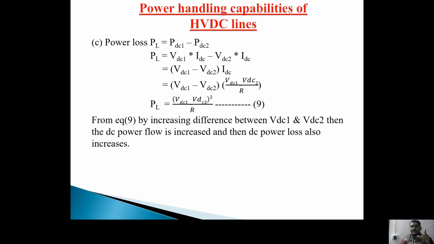From equation number 9, by increasing the difference between VDC1 and VDC2, the DC power flow is increased.